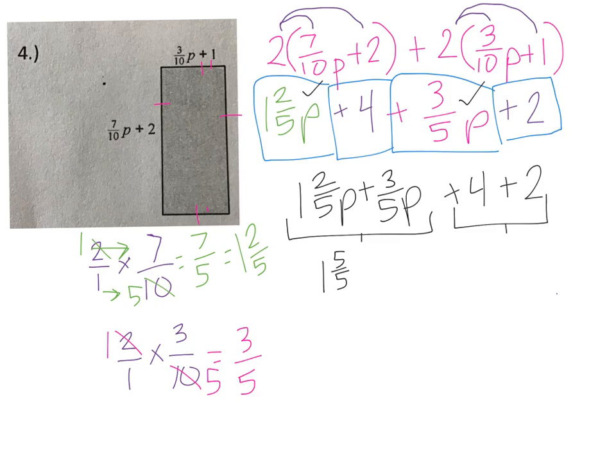Great. Yeah, I feel like I shouldn't leave it like that. That looks a little bit silly. So let's change that to 2p plus, and then I have 4 plus 2, which is 6. So my final answer is 2p plus 6.